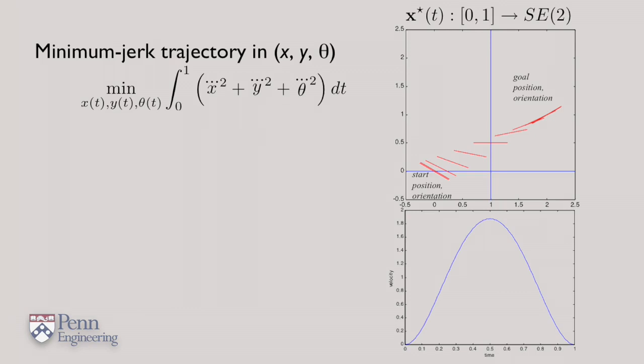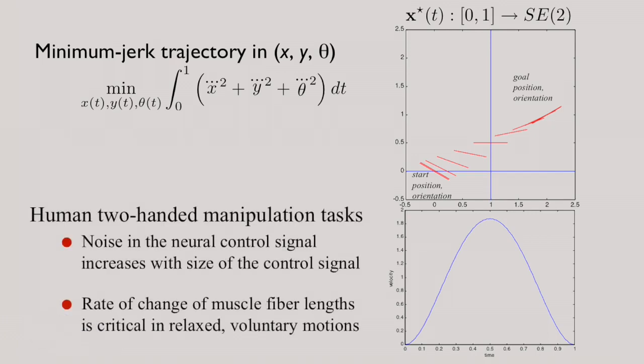By plugging in the boundary conditions, I get the plots that you see on the right-hand side. You see the starting position and orientation and the end position and orientation, and a smooth transition from the start to the end, and a velocity profile that is once again bell-shaped. It turns out that this particular problem is also relevant to modeling human manipulation tasks. This literature goes back to 1985 to a doctoral dissertation by Tamar Flash, and can be extended to multiple dimensions if you consider two-handed manipulation tasks.